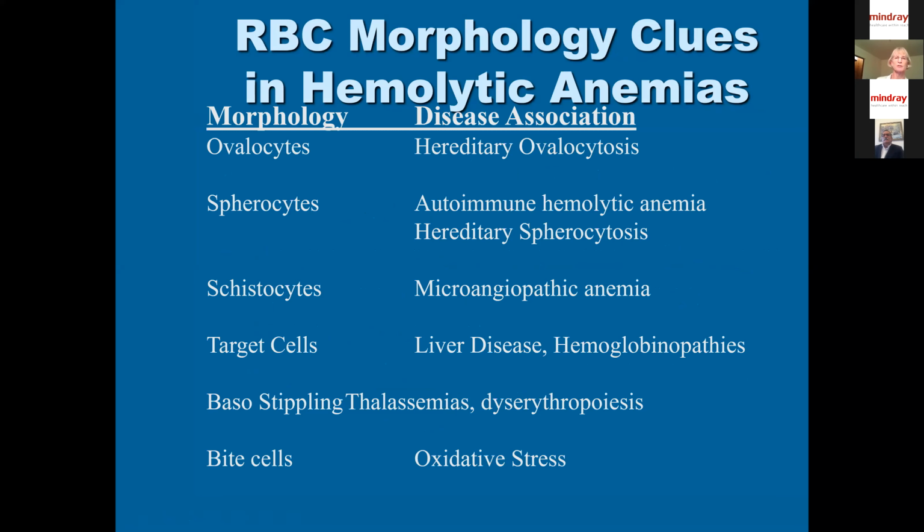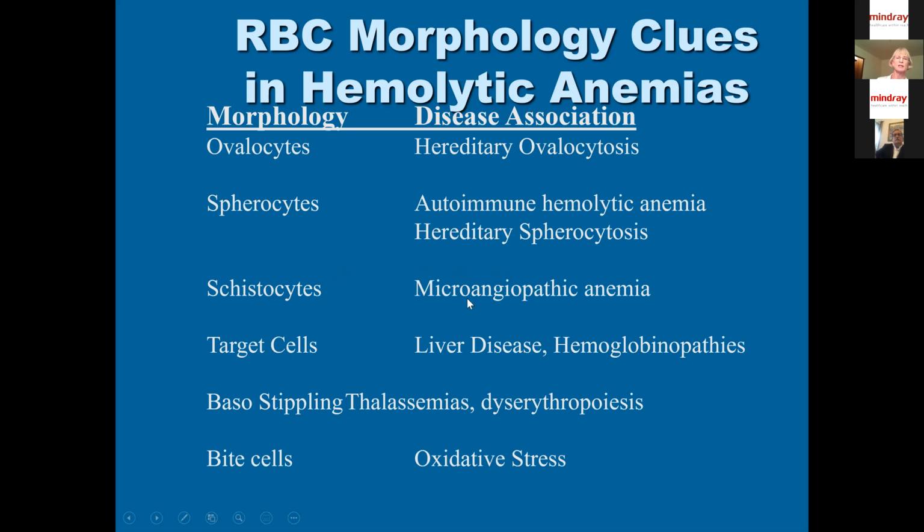So once you've established that you have a hemolytic anemia, you look at the blood smear, and if you see ovalocytes, spherocytes, schistocytes, target cells, or bite cells, then that would help determine additional testing. Ovalocytes are associated with hereditary ovalocytosis, and spherocytes are associated with autoimmune hemolytic anemia or hereditary spherocytosis. For the autoimmune hemolytic anemia, you would do the Coombs test and look for antibodies on the surface of the red cells. I'll get into the additional testing for these other entities in a minute.